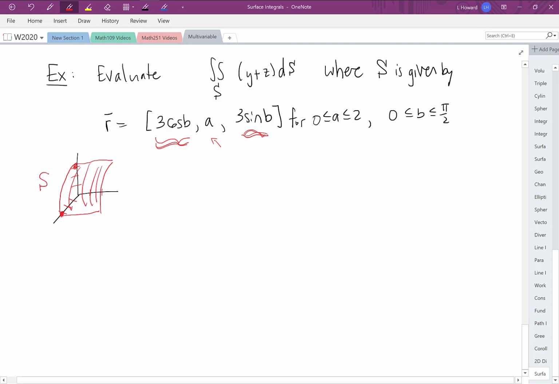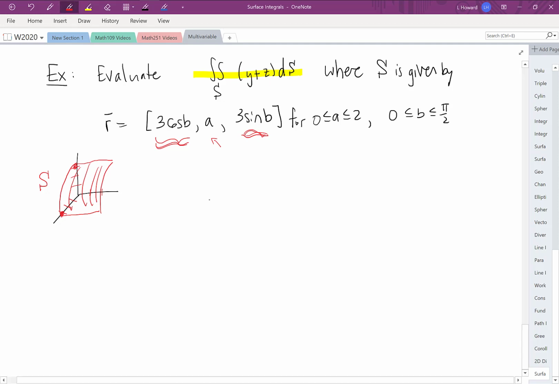So that's our two-dimensional surface S in 3D. I would say the drawing is not strictly necessary here, but it's just to give us a visual of what's happening. So the surface integral we're interested in computing here, we're going to be integrating over our surface the function y plus z. So to get going with this, we're going to calculate dS.